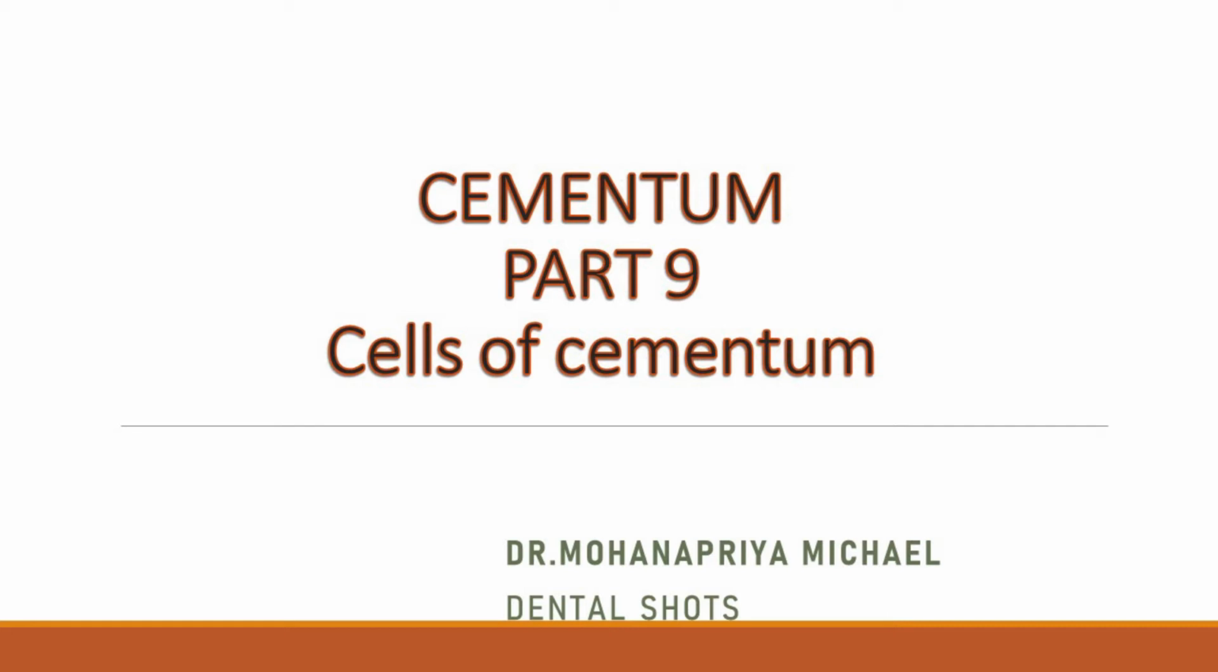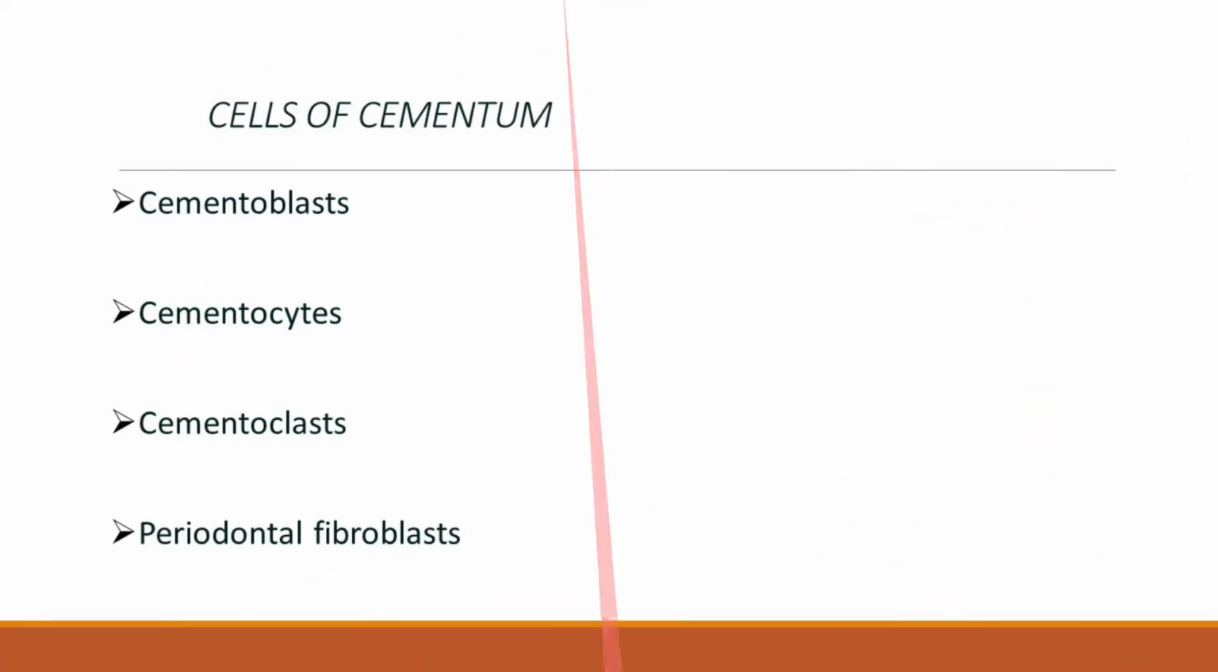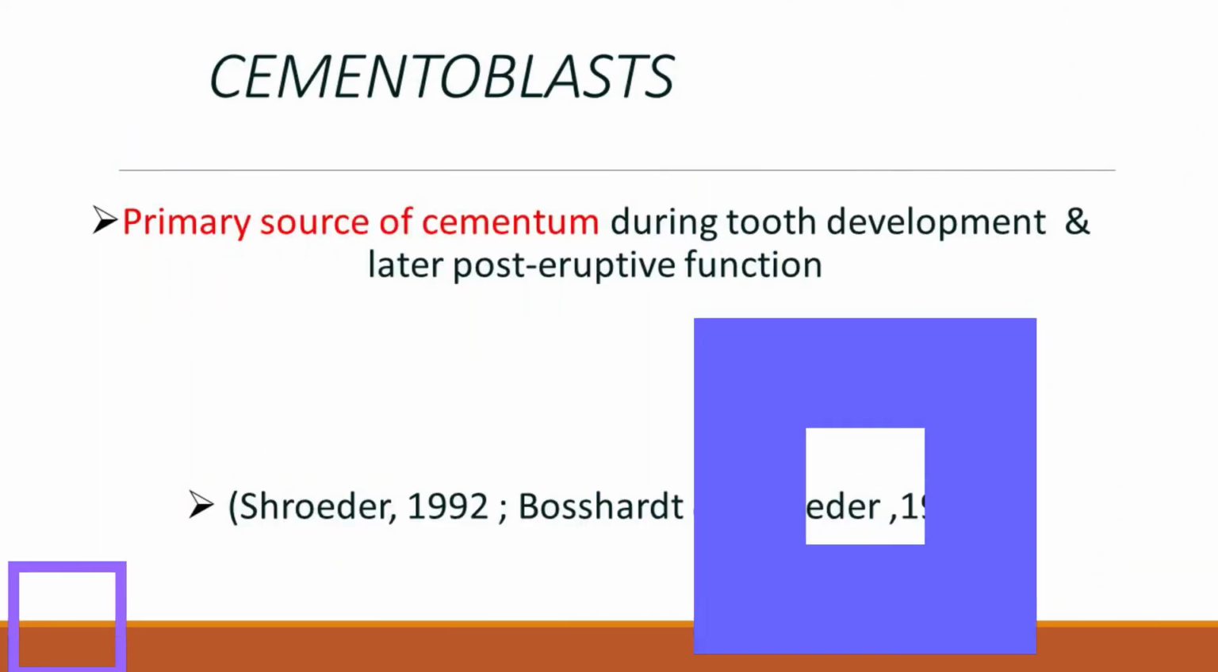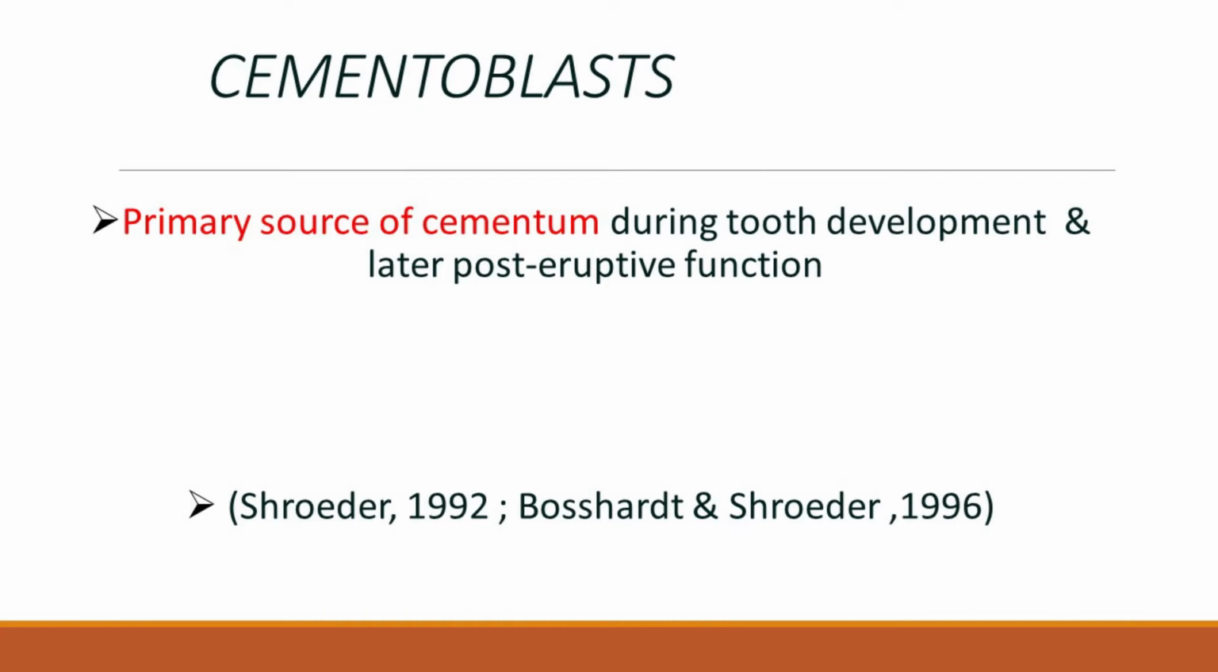In this part 9 of the cementum series, we are going to see in detail about the cells of cementum, starting from the cementoblast, cementocyte, cementoclast and fibroblast. The primary source of cementum is the cementoblast.